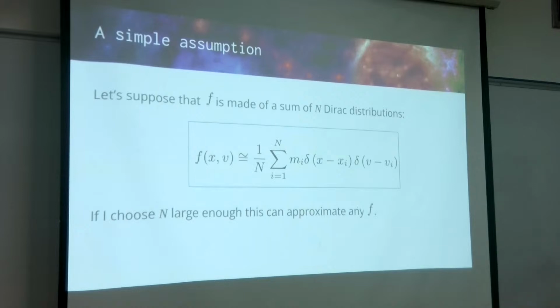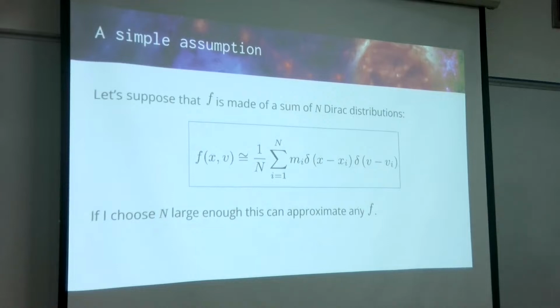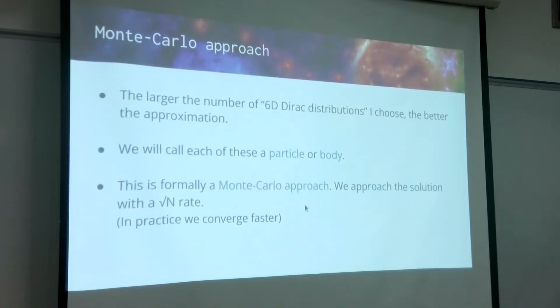Because there are spikes everywhere, and if the spikes are just broad enough, then I can have my f almost approximated like this. So if I choose n large enough, I can approximate any function with this trick. Now the question is, does it actually help? The larger the number of these 6-dimensional directions, the better I approximate. We're going to call each of these Dirac things a particle or a body. So it's like an n-body problem now. I have n of these infinitely slim point-mass type things.